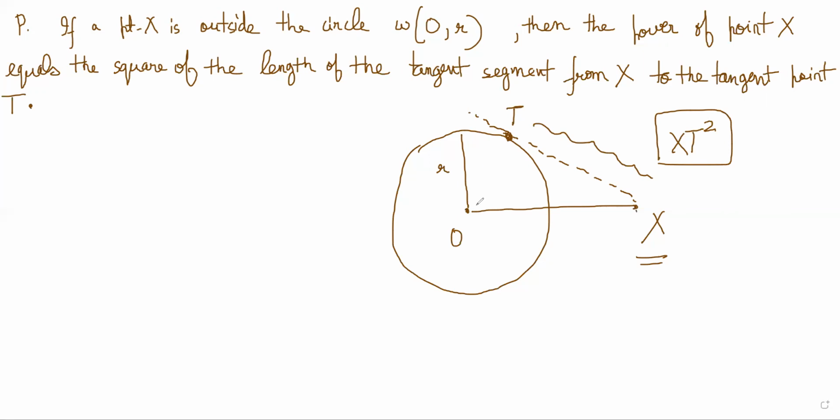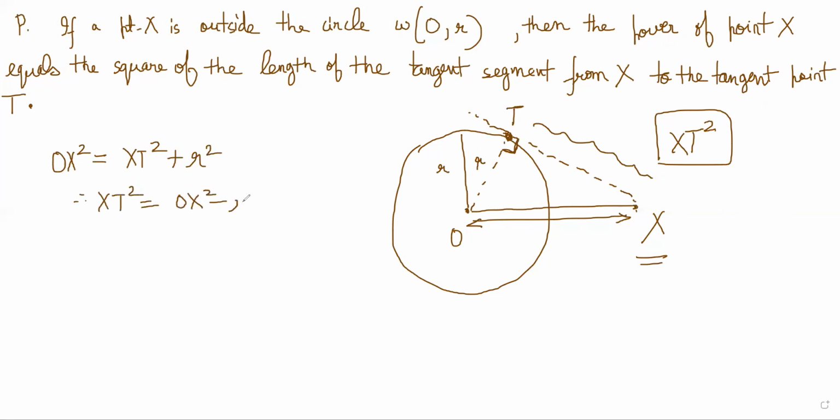Why? Because this is also a radius, and this is 90 degrees, and then OX will be the hypotenuse. So you have OX squared equal to XT squared plus radius squared, and therefore XT squared is equal to OX squared minus radius squared, which is the power of X. So basically the power of X comes out to be equal to the square of the length of the tangent from a point outside the circle to that circle.